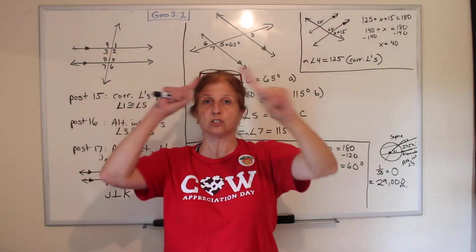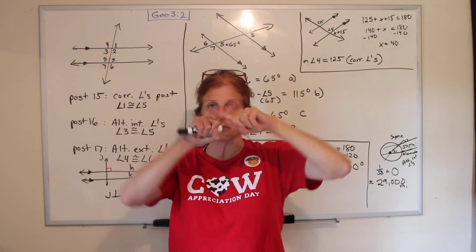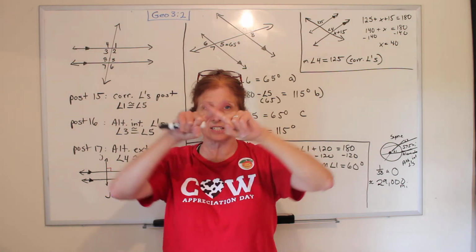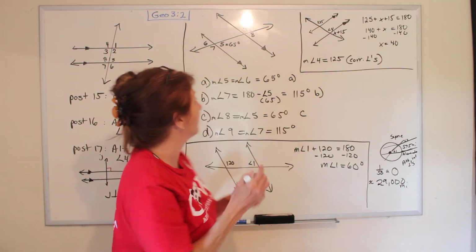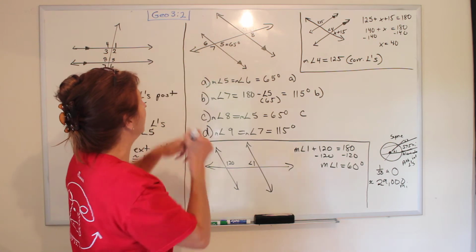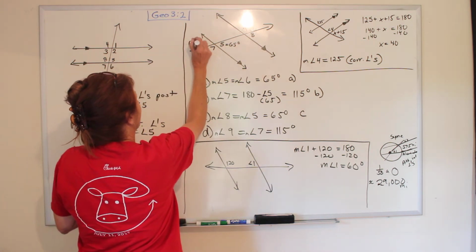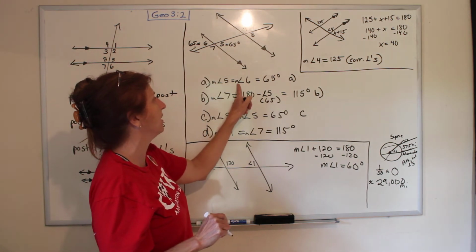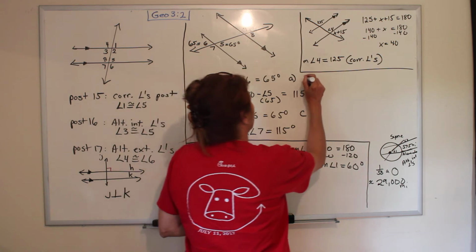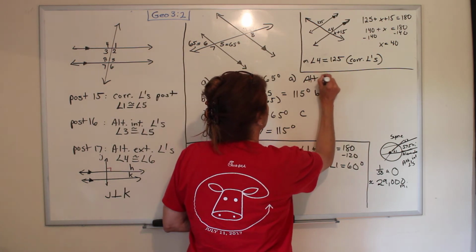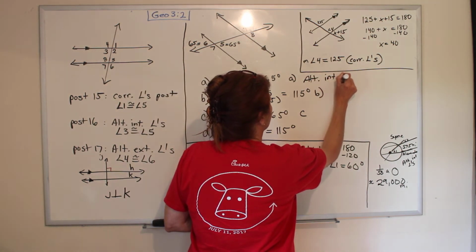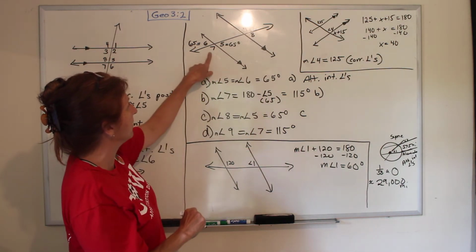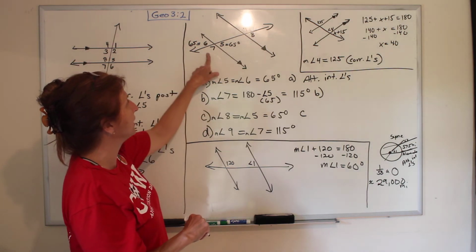How we know this is vertical angles. Remember, angles across from each other, when we cross two sticks, are equal to each other. So that means if 5 is 65, 6 is 65 too. Okay? So measure of angle 5 and measure of angle 6 are 65. And how do we know that? Alternate interior angles.